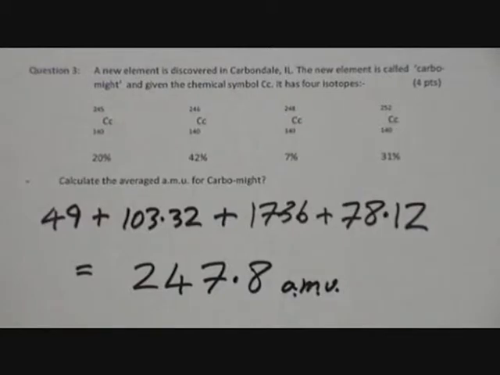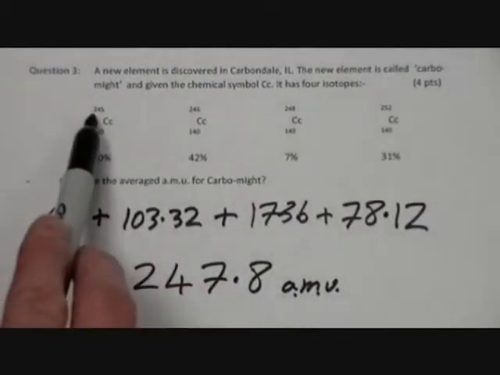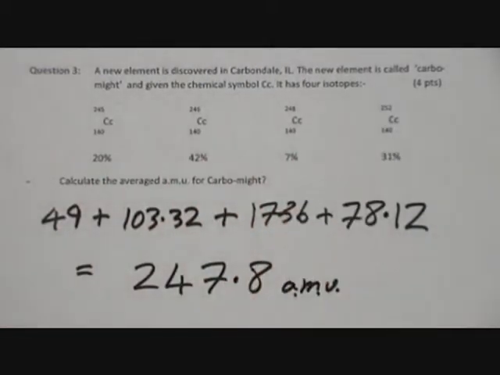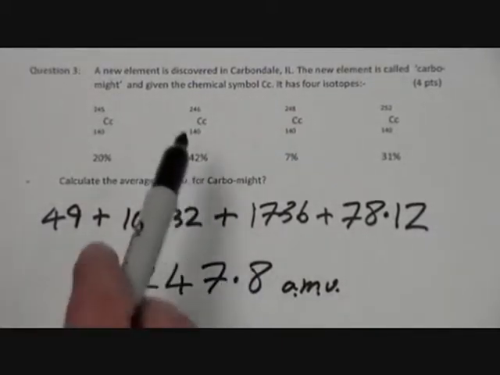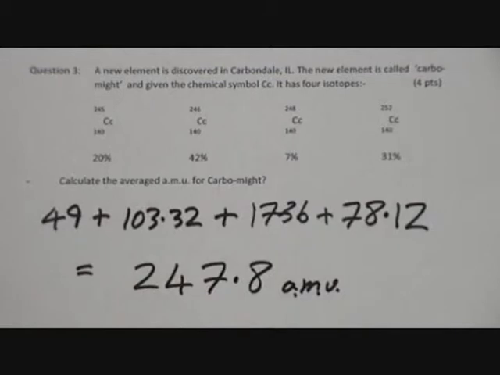Remember, your average has to be higher than the lowest mass, but lower than the highest mass. Otherwise it can't be an average. An average based on the relative abundance.